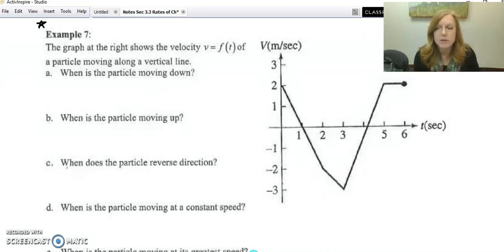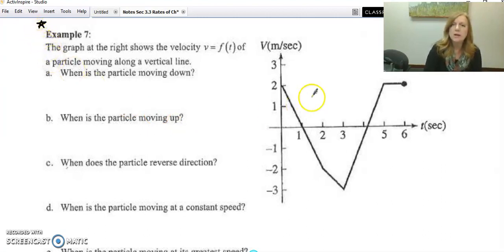All right, so here we are. We're going to take a look at example 7. And again, I'm putting a star by this one because they do like this one on the AP, where they give you a picture of the velocity curve. Now, this is different from the problem we just did. Example 6, I gave you a picture of the position function.